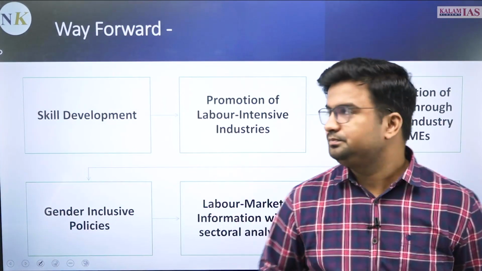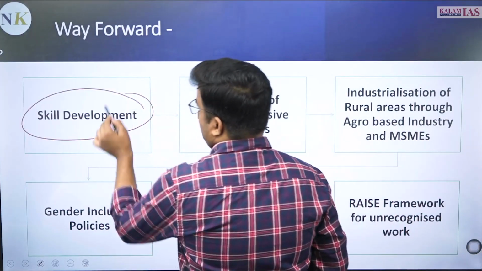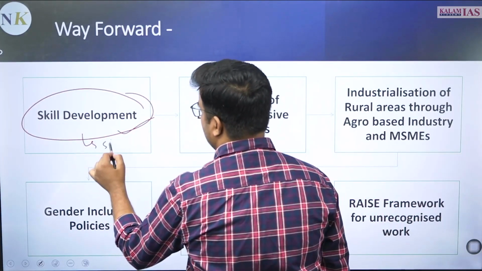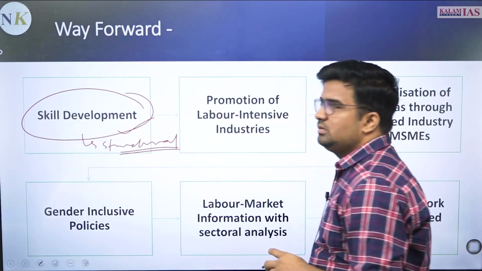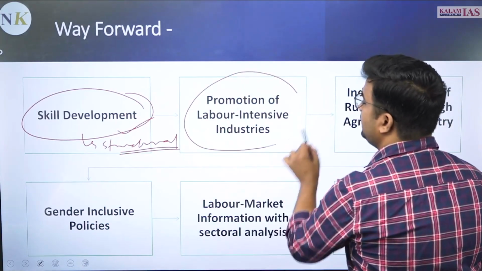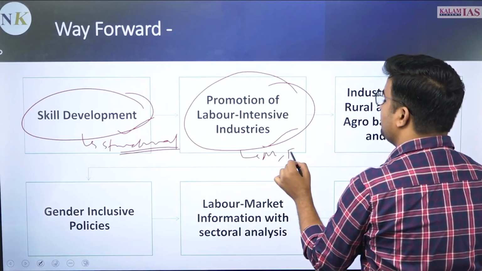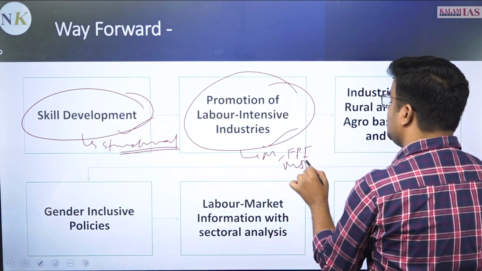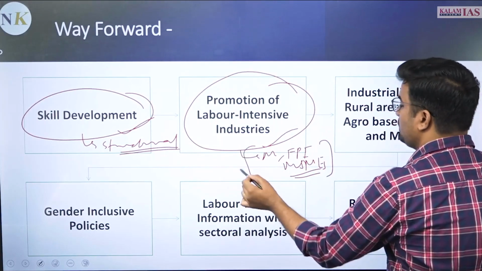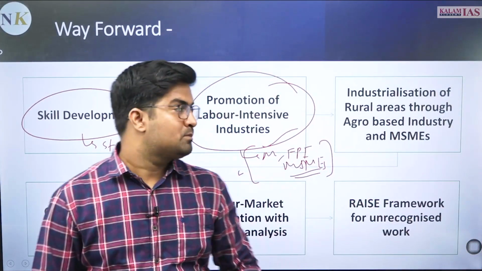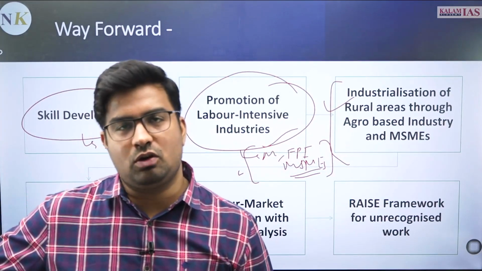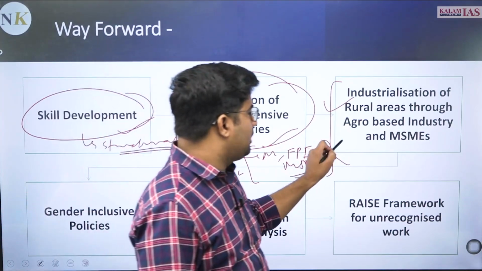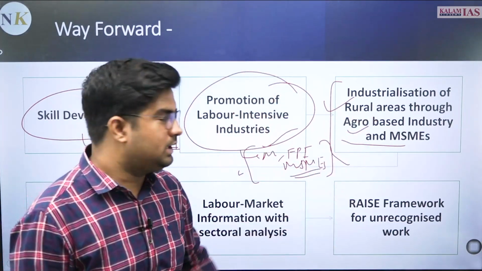Now what can be the way forward that we can discuss over here? Skill development to address the structural unemployment in India. This is very much required. The promotion of labor intensive industries, especially manufacturing, the food processing industry, MSMEs, these need to be promoted, and further ease of doing business needs to be promoted for these sectors. Along with it, the industrialization of rural areas will help the two-thirds majority which is in the non-farm sector nowadays in the rural segment. Agro-based industries and MSMEs can help a lot in that.